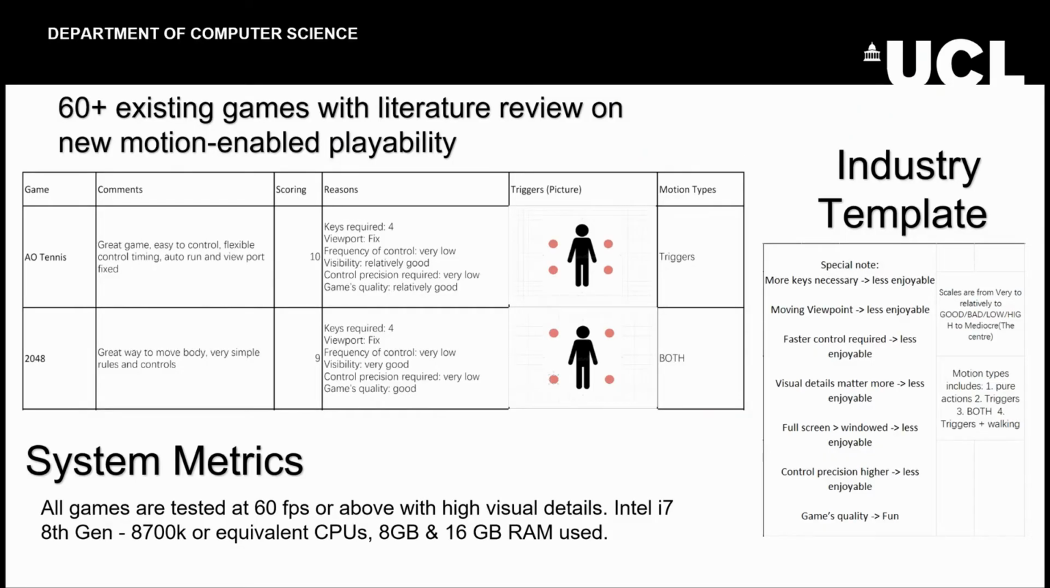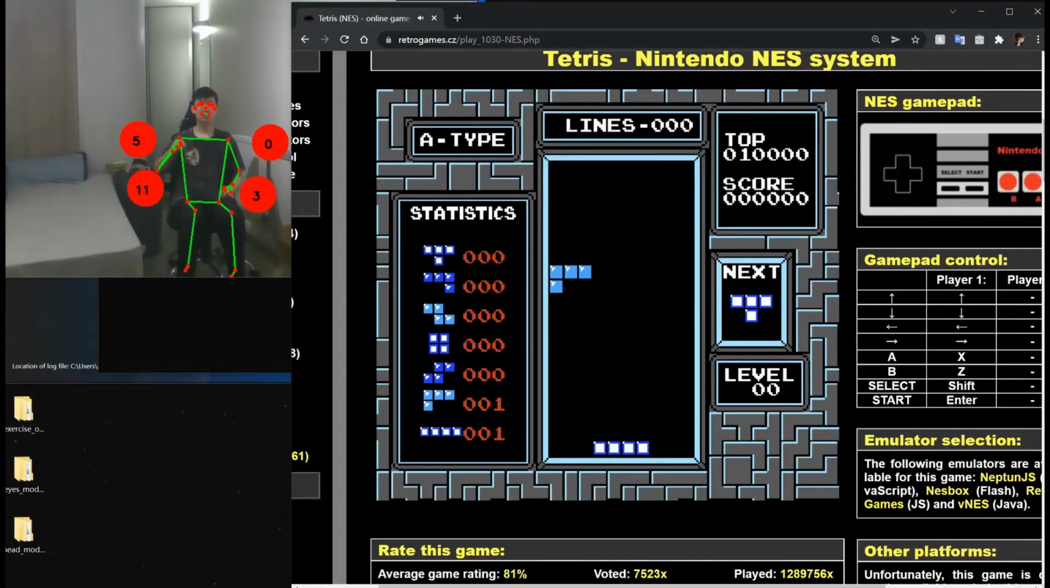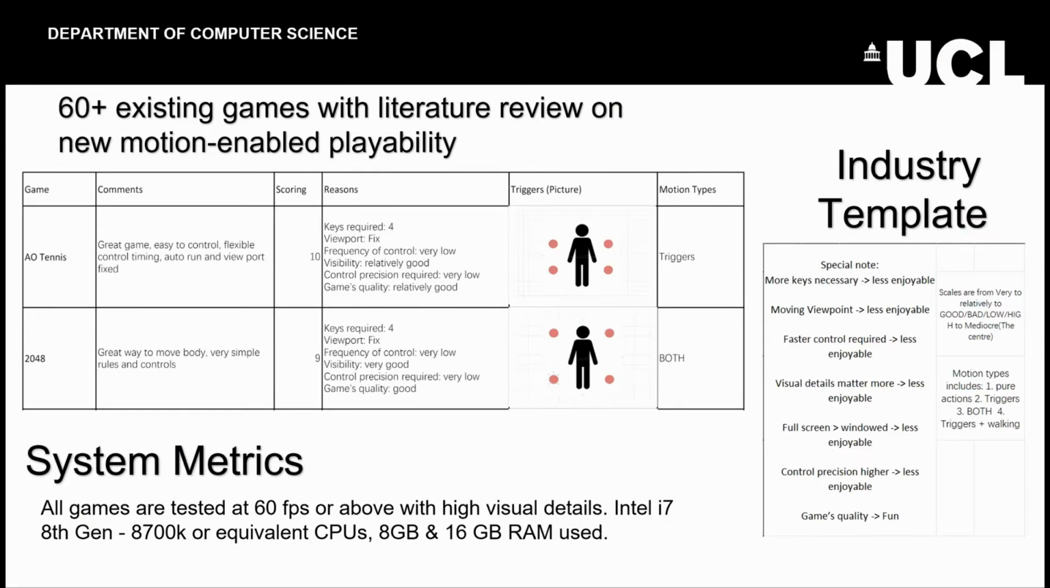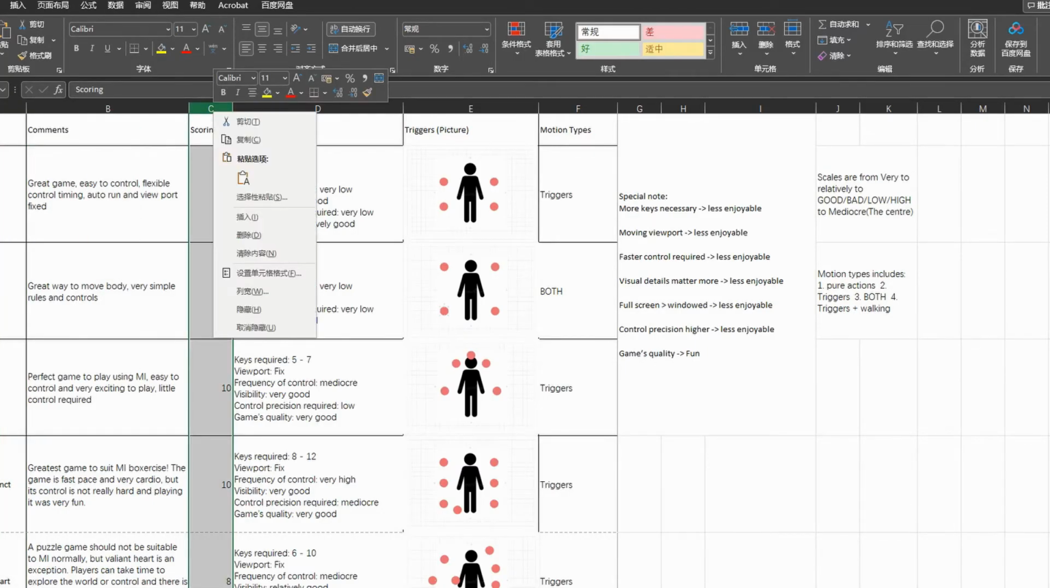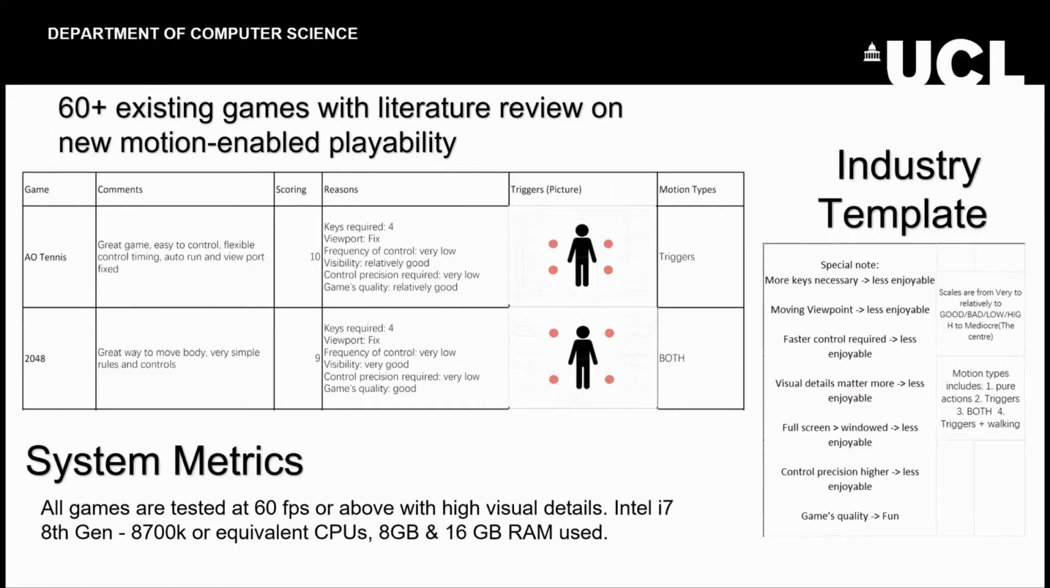We have analyzed over 60 games about what games are fun, how to play those games using motion input, and why using motion input makes the game experience good or bad. A comprehensive spreadsheet with reasoning, rigorous metrics, and diagrams were made to standardize our feedback.